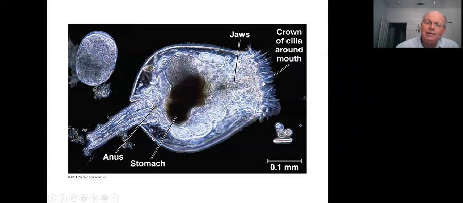The name rotifer means crown bearer, and that refers to this ring of cilia that surround the mouth. So the mouth is located here. Behind the mouth in the pharynx is a pair of jaws, but these jaws are grinding organs. So they go like this and force the food through as they grind it down into the stomach, which then passes on to an intestine, and then you have an anus. So they have a true digestive tract because it's got a mouth and an anus and a cylinder to connect them together.